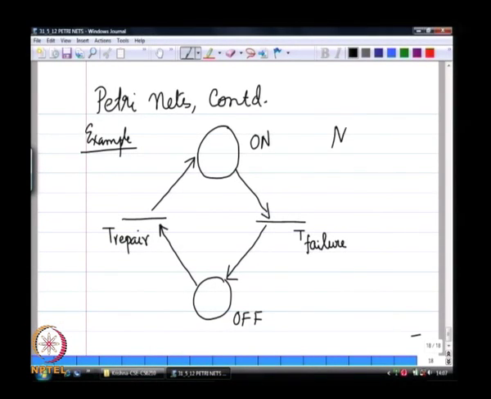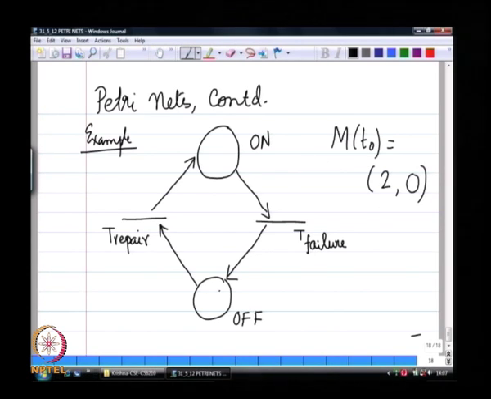Therefore the initial state, both of them start in the on state, right. So what is the initial state? It is 2, 0, right. There are two machines, both are in the on state, therefore this 2 corresponds to that, and neither of them is in the off state, so that is the initial state. So that is the two tokens that are currently in the system, both in the on state, okay. So this is now the system description.